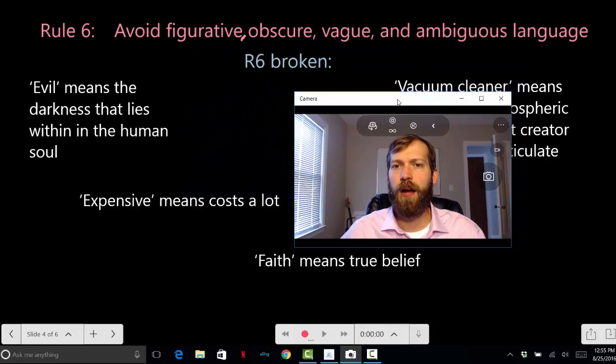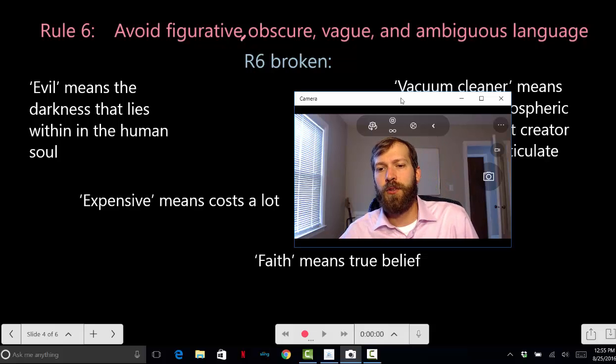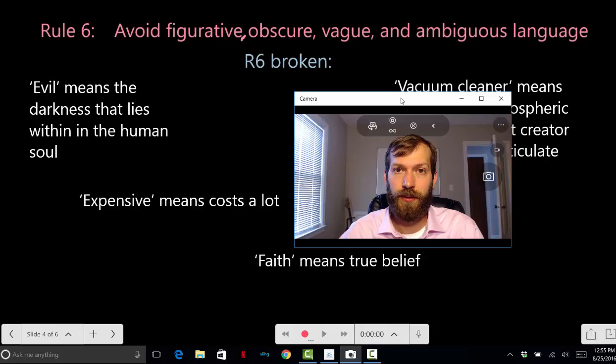And we've already talked about how vagueness and ambiguity is a defect of cognitive meaning in our language. And so we want to avoid that as well because it's going to lack that informativeness. The word expensive means costs a lot. Well, what is a lot? So that's not going to be so helpful.